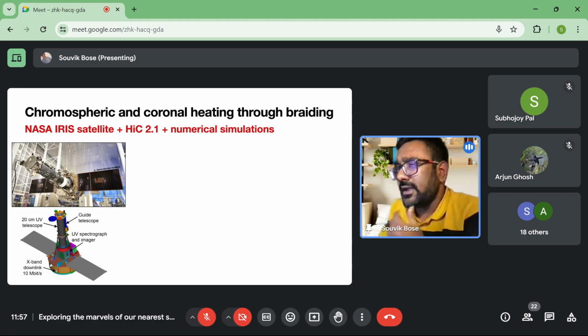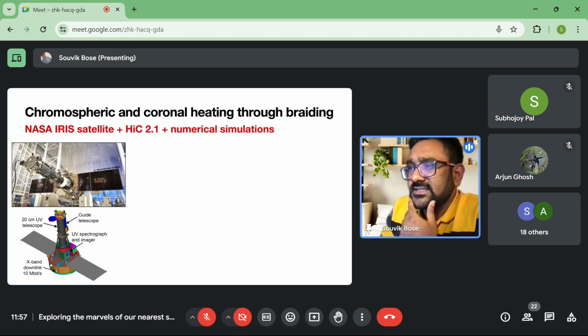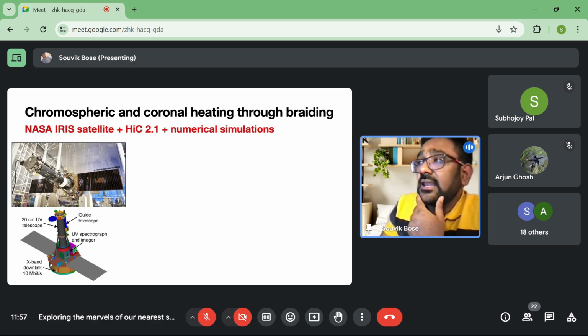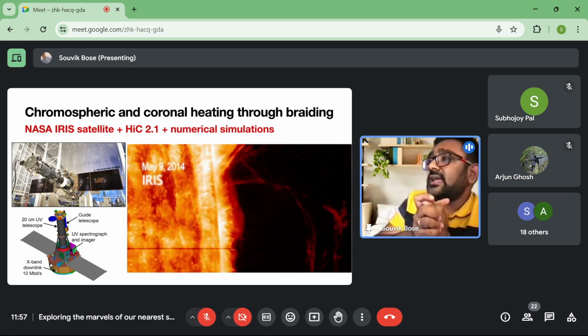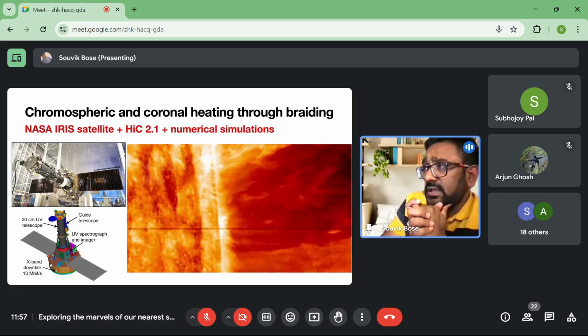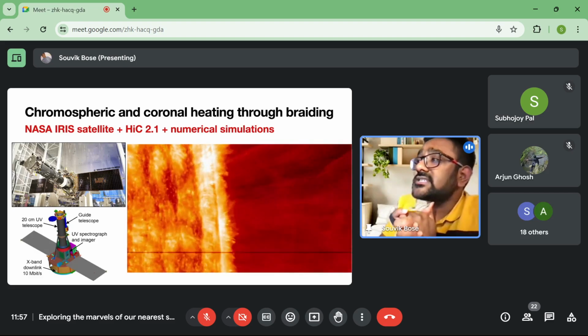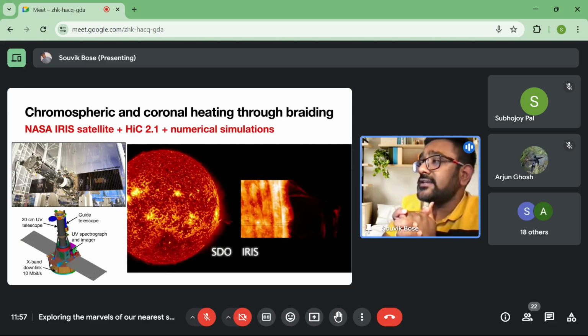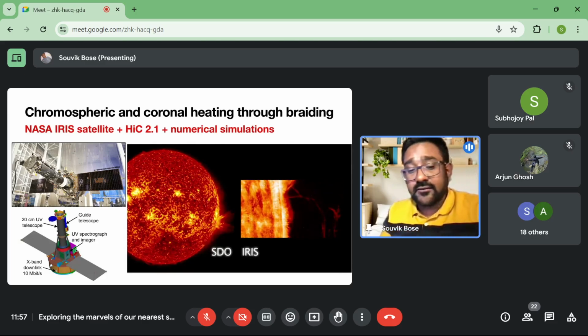It's not exactly AutoCAD though, but I don't remember what design that is. But it shows you the actual optical, the telescope, the optics design here. So you have a 20 centimeter UV telescope, you have a guide telescope, and a spectrograph, right? And this was the first light images of IRIS that was observed in 2014. Well, not exactly the first light, but the first flare, or the CME, that IRIS observed in 2014.